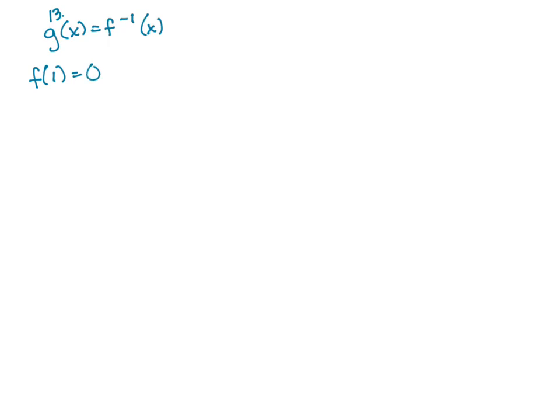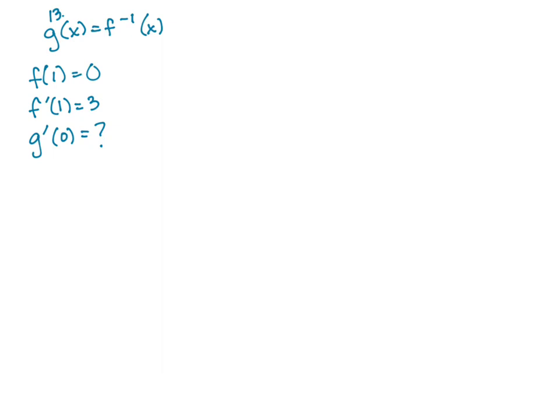F of 1 is 0. These are just clues, facts that they're giving us. F of 1 is 0, and f prime of 1 is 3. Okay. What is the value of g prime of 0? That's what we're finding.